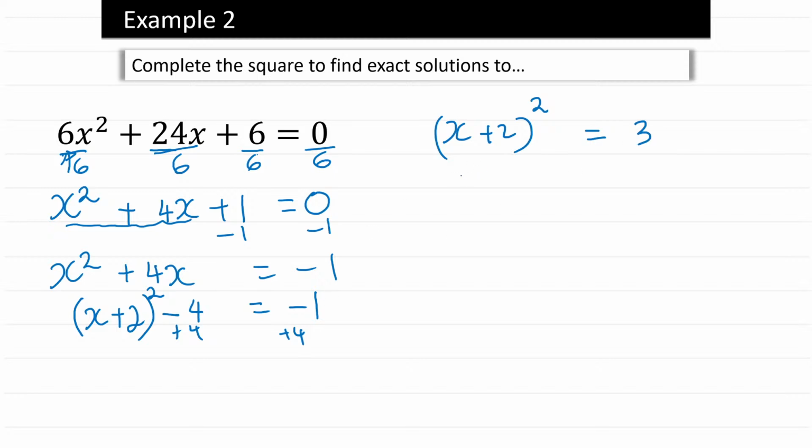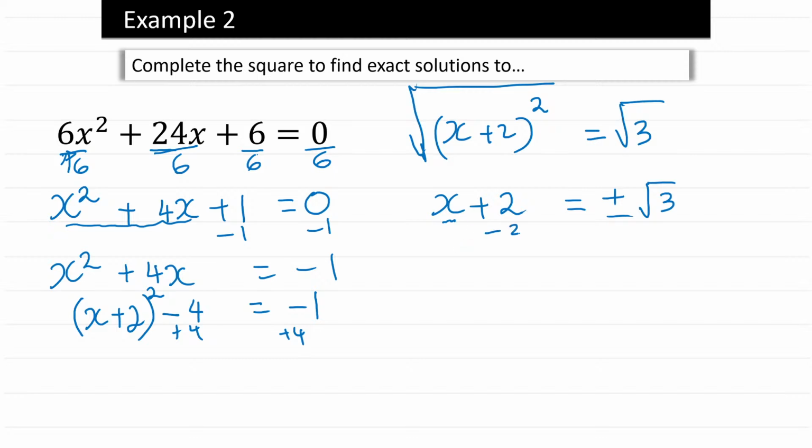Okay, and now I'm going to square root in order to remove the square. So square root on this side, and then square root on this side. So now I'm going to have x plus 2 equals, don't forget the plus and minus, square root of 3. And now I need to solve, so I need to know what x is. So minus 2 here and minus 2 on this side. So now I have x is equal to minus 2 plus or minus square root of 3.